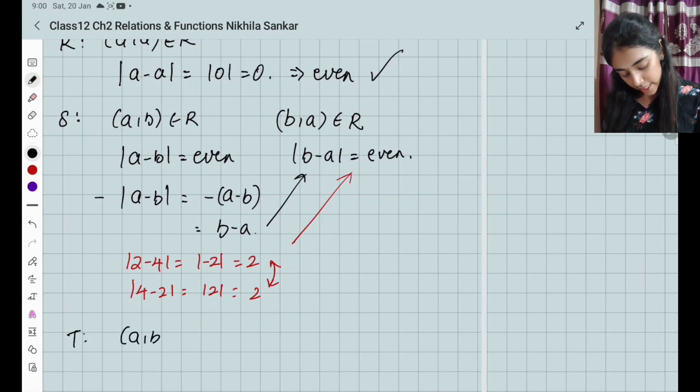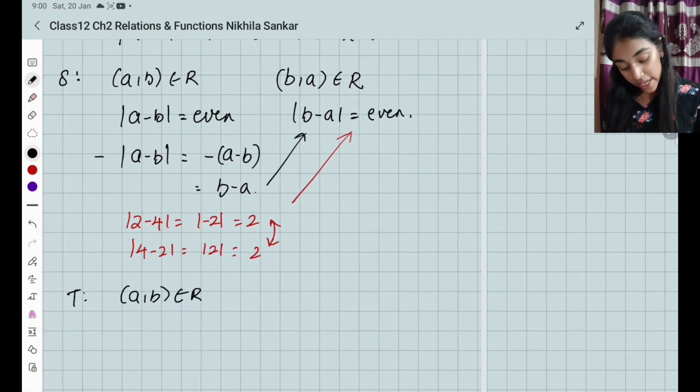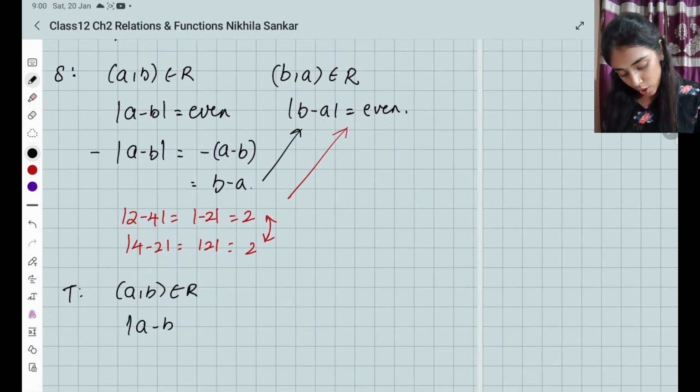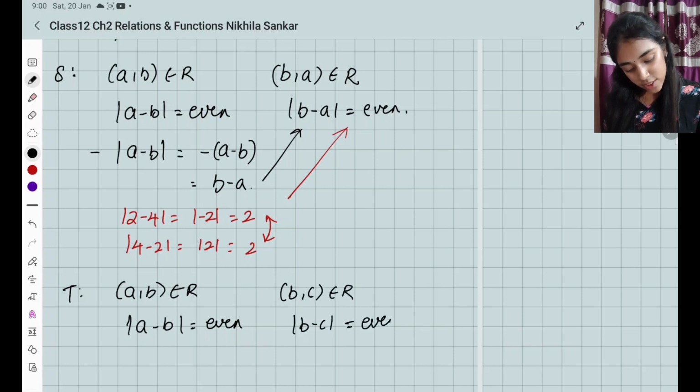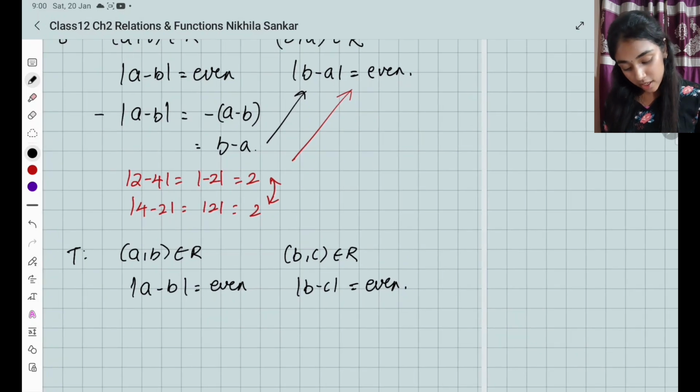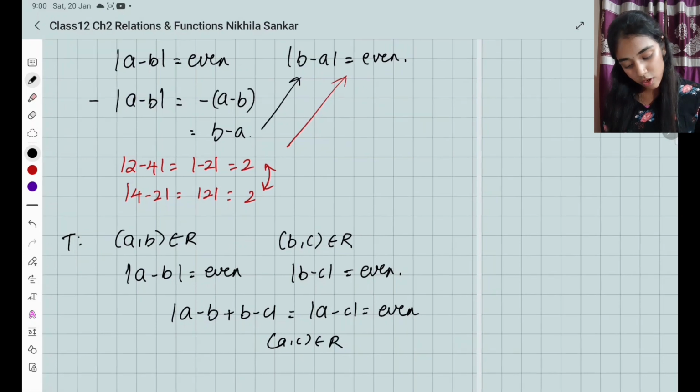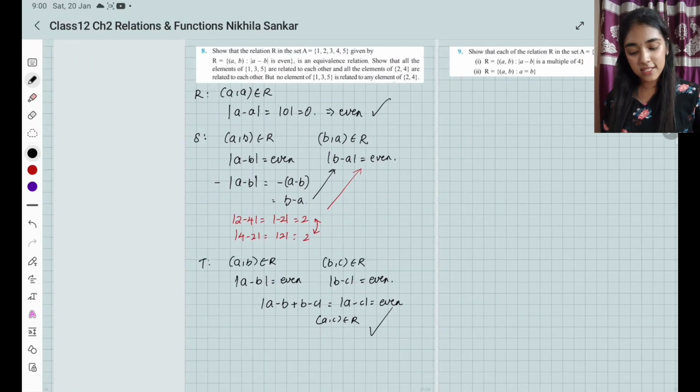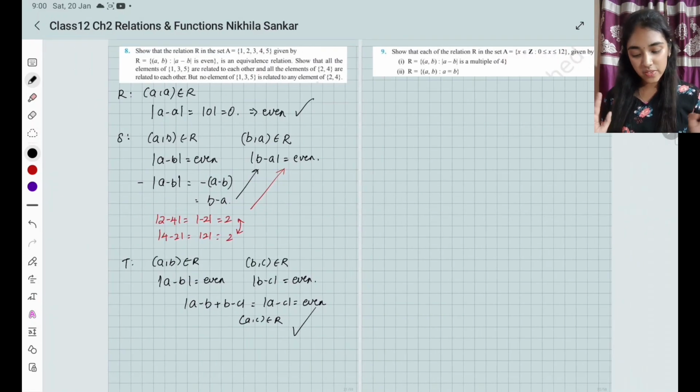So you have (a, b) belongs to R, which means |a − b| is going to be even. You also have (b, c) belongs to R, which means |b − c| is going to be even. Now, what happens if you add these two? I have (a − b) + (b − c), which is going to be a − c, which is also even. So (a, c) belongs to R, and hence it is a transitive relation. That's all. It's very, very simple.